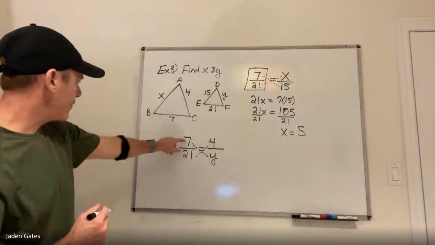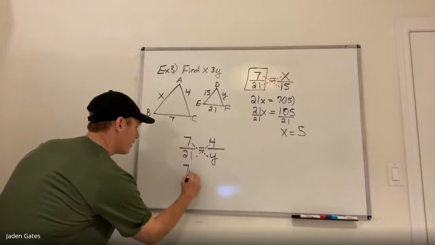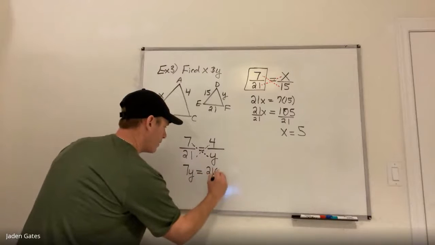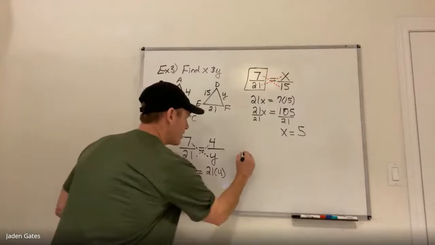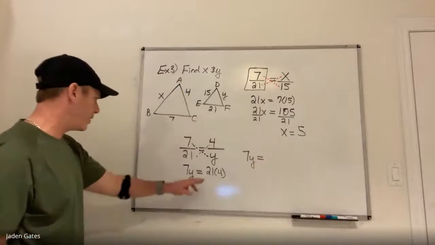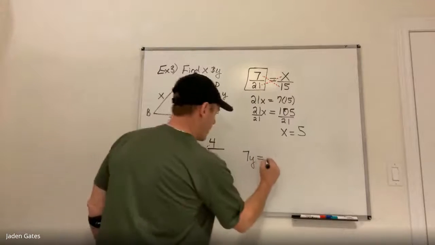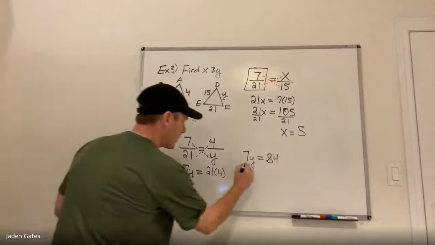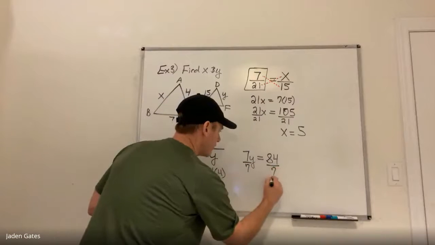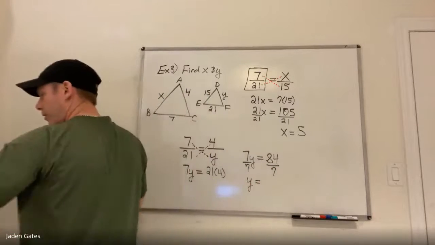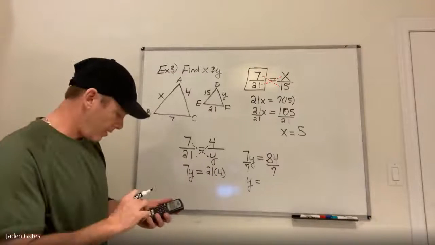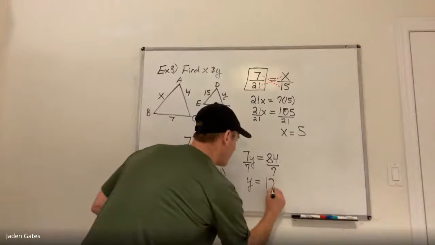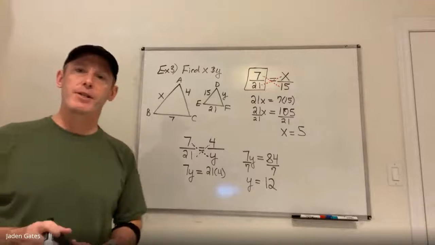So this time I have 7 times y is equal to 21 times 4. All right, now that means that 7 times y is equal to 21 times 4. That's 84. And then, getting y by itself, I'm going to divide both sides by 7. 84 divided by 7, we get 12. And there we go. So that's how we're finding missing side lengths.